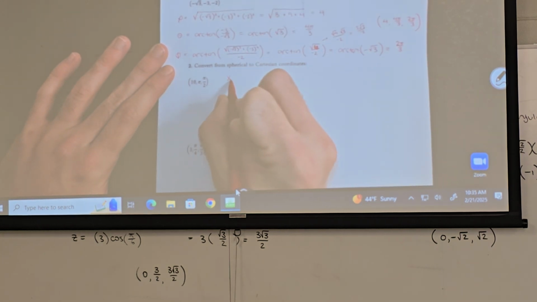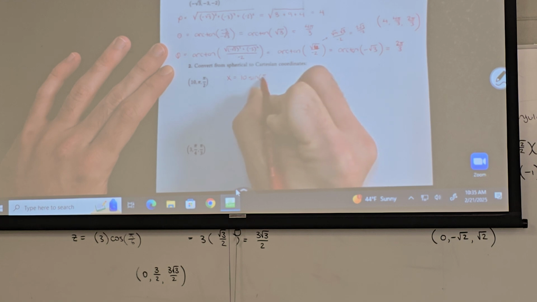I think going this way is a lot easier. We just got x equals rho sin phi cosine theta.